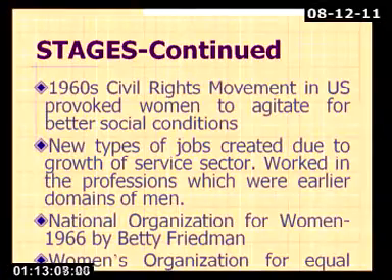Now if we look at the recent stages, the third stage, we look at the 1960s civil rights movement in the United States. It provoked women to agitate for better social conditions. The civil rights movement was not only confined to asking for general issues, it was also a movement which sought better conditions, better rights, more empowerment for women. So the civil rights movement almost bifurcated, and there were demands which were general and demands which were particular for women.